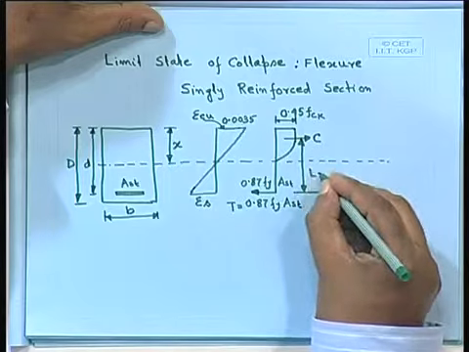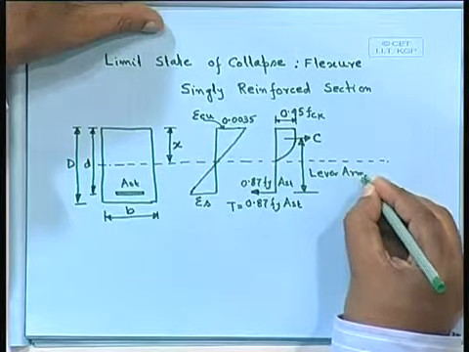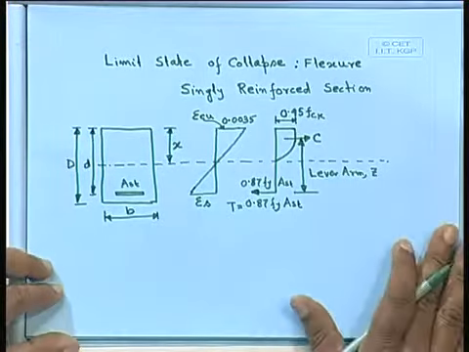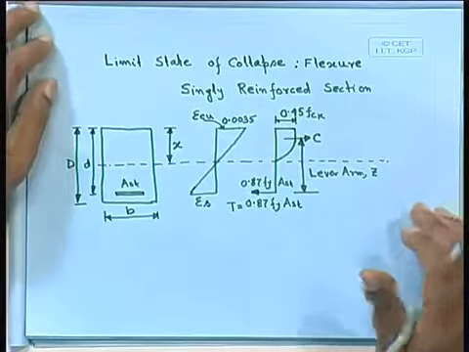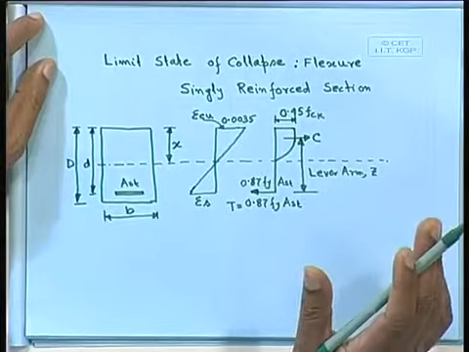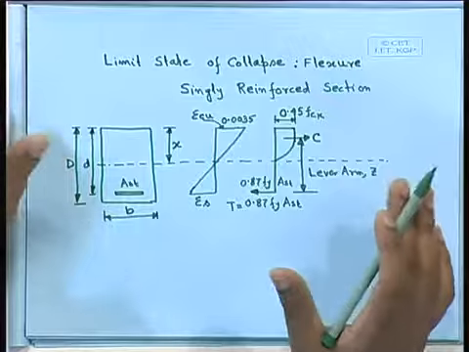This is the lever arm. We specify it by Z, so lever arm Z. So, what is the difference here? In the working stress method, we shall not always compare with it, but since we have done it in the last class, let us compare for this singly reinforced section for flexure.